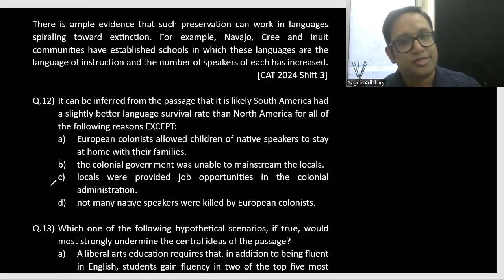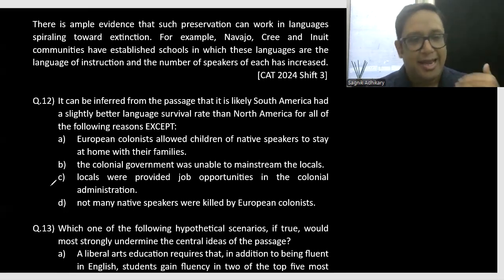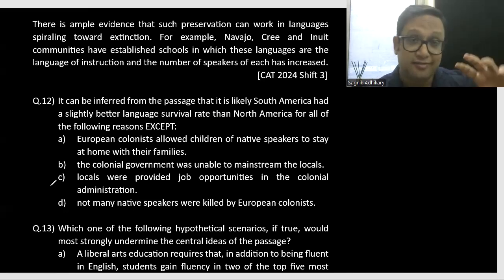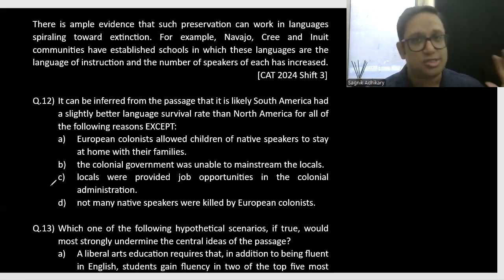It may be correlated, which is when there is a dominant language, it can dominate and thus kill other languages out of just loss of practice. People emulate the dominant language, thus leaving their own native languages and cultures behind. So let us look at the answer choices. Remember, this is an except type question. We are looking for something which is not a likely reason for there being better language survival rate in South America.